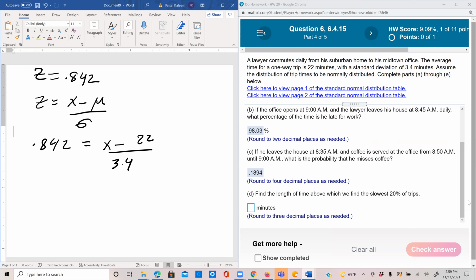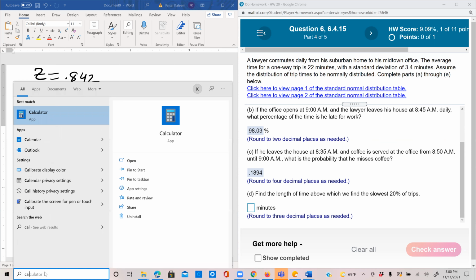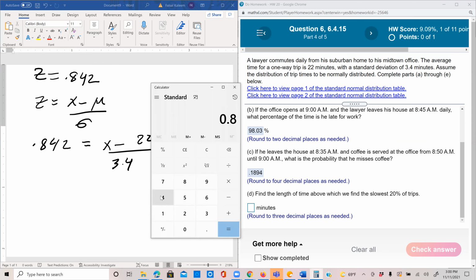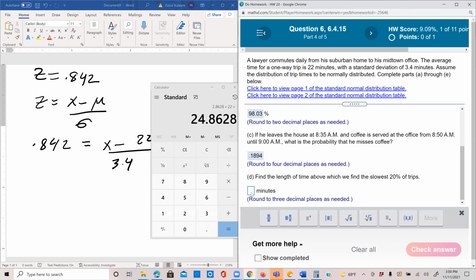Oh, they need 3 decimal places. So let me change my calculator to more decimal places. What I need is 0.842 times 3.4, and then we add the 22. It's 24.863. So 24.863.